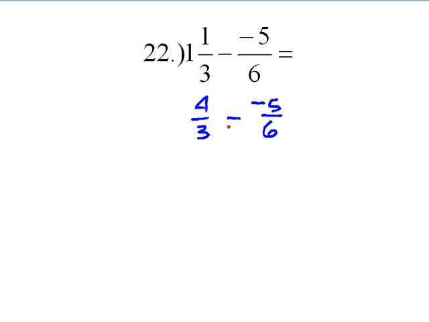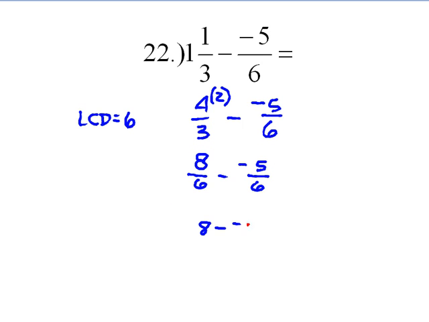Alright, when we're adding or subtracting fractions, we need what? Least common denominator, and in this case, it equals 6. So we need to multiply this fraction by 2 in order to end up with 6. So let's do that step first. 8/6 minus a negative 5/6. So now it becomes 8 minus a negative 5 over 6. Now we've got to do something with that pretty soon.